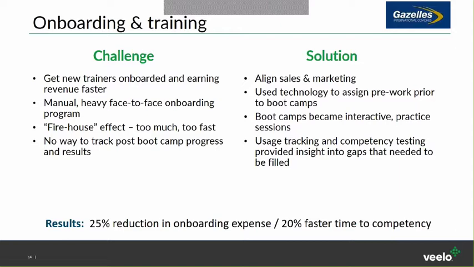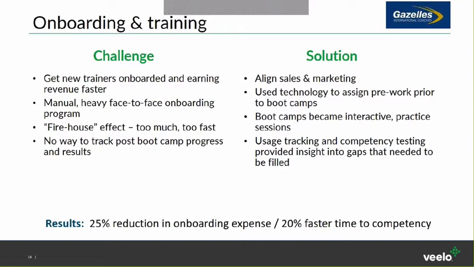And then the problem was they had no way to track progress or results. Did my trainer actually learn anything, and can they apply it out in the field? And oftentimes the way they would find out whether it worked or not was after they sent them out to a client, and then the client gave them feedback. And when the client gave them poor feedback on a trainer, oftentimes it was because they hadn't been onboarded well.